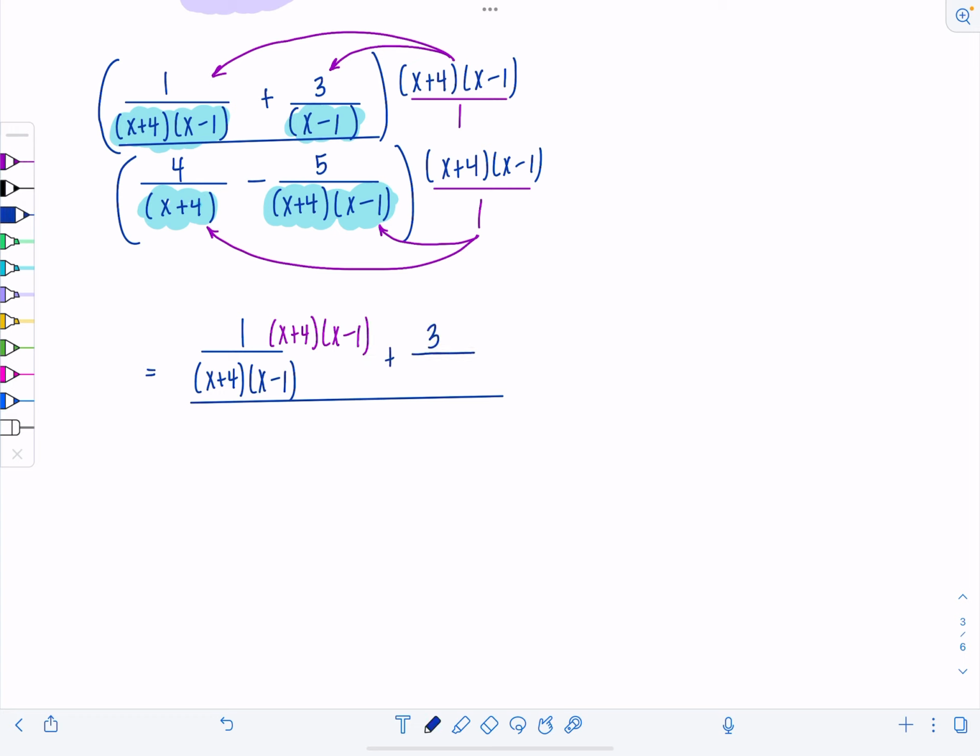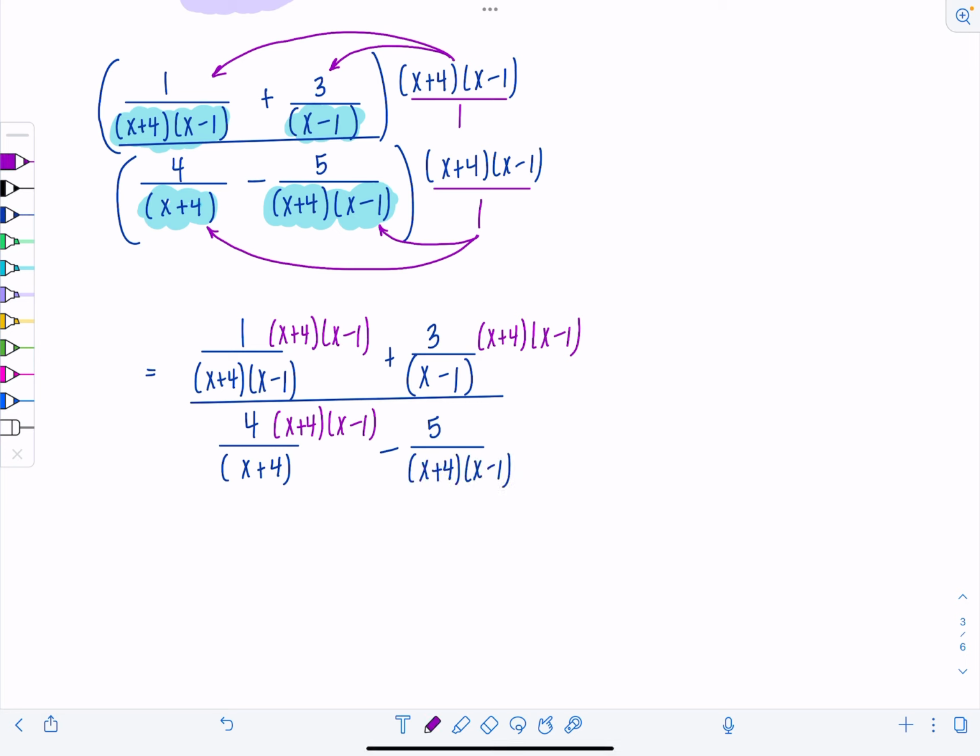plus 3 over x minus 1. That gets multiplied by (x plus 4)(x minus 1). Let's put those parentheses. And then in the denominator, I have 4 over x plus 4. That gets multiplied by (x plus 4)(x minus 1). Remember, that LCD always goes in the numerators when you're distributing. Minus 5 over (x plus 4)(x minus 1). And that's going to get multiplied by (x plus 4)(x minus 1).